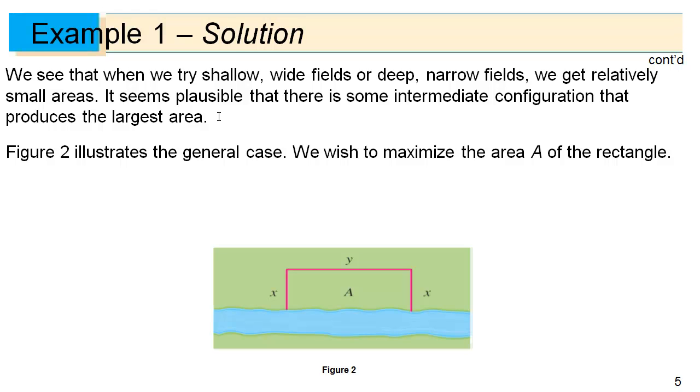And because we don't need fencing along the river, we only have 3 sides. And since it's a rectangle, we know the 2 vertical sides are the same, so we call those X's and the other one's Y. Heck, if you wanted to, you call them length and width. It doesn't really matter, right? It's just you drew a picture, you labeled your quantities, and now you're going to start finding those equations.